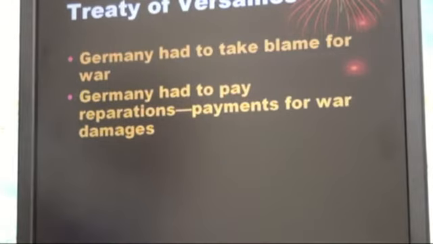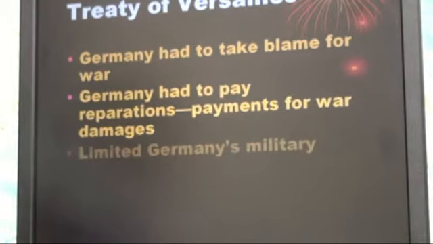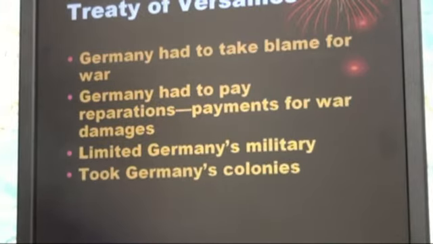They also had to pay reparations. Reparations are payments for war damages. So even though they lost the war, they had to pay countries like England and France and Russia because those countries were damaged. It's like getting beat up and having to pay the person who beat you up. The Treaty of Versailles also limited Germany's military and took Germany's colonies.